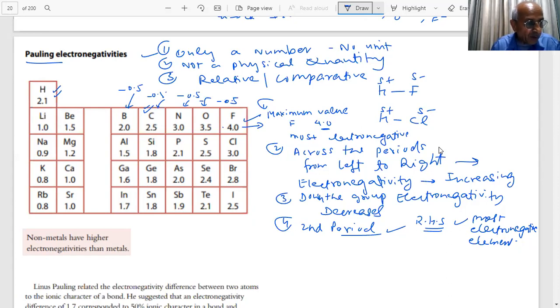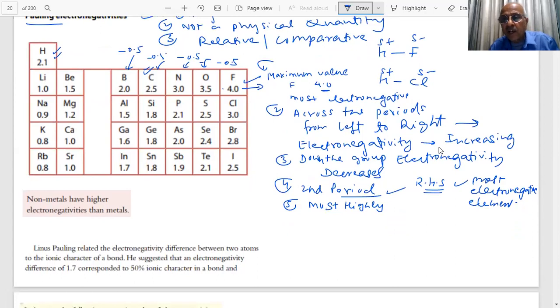So you don't need to learn the electronegativity values, but you should be aware of the trends and recognize highly electronegative elements. Which are the most highly electronegative elements, students? Most highly electronegative elements. Can you remember them, students? Nitrogen, oxygen is there. Okay.